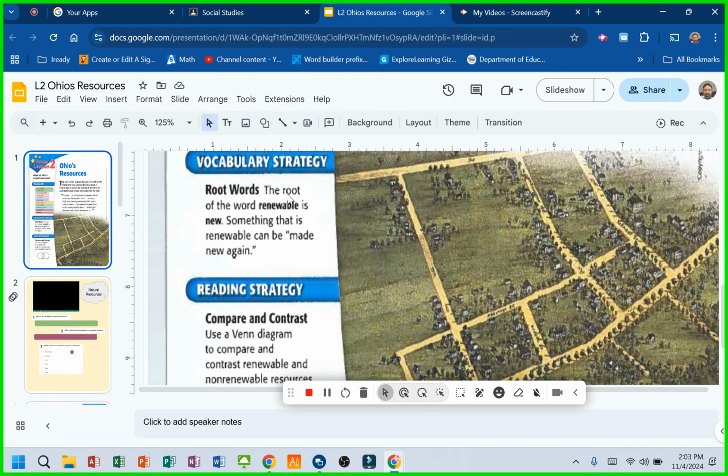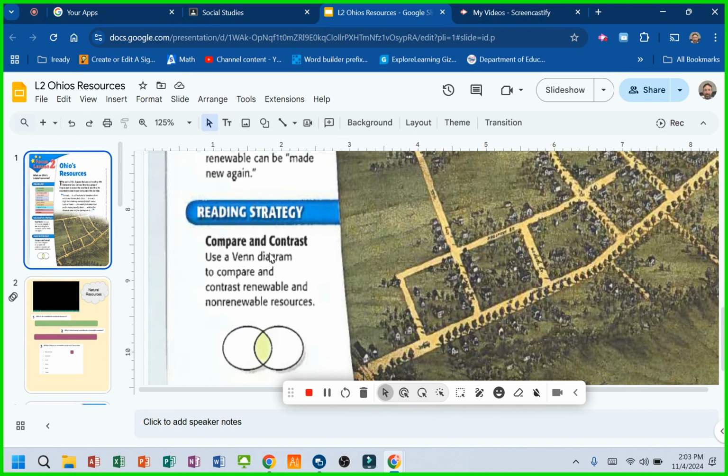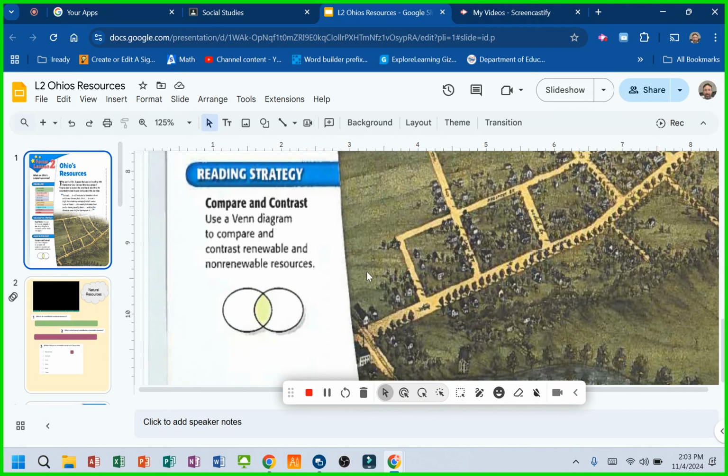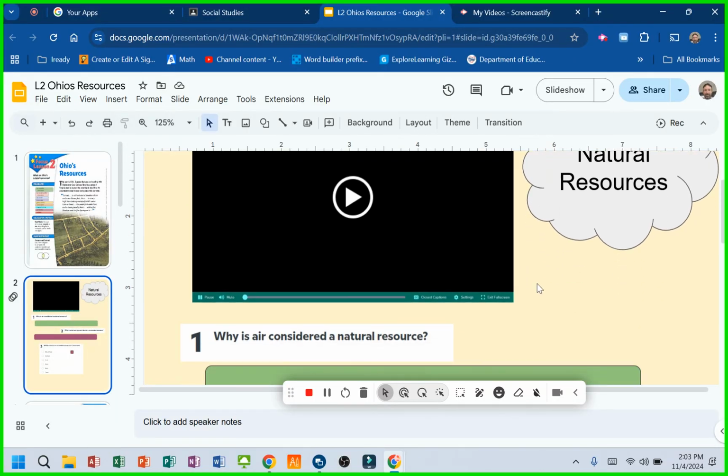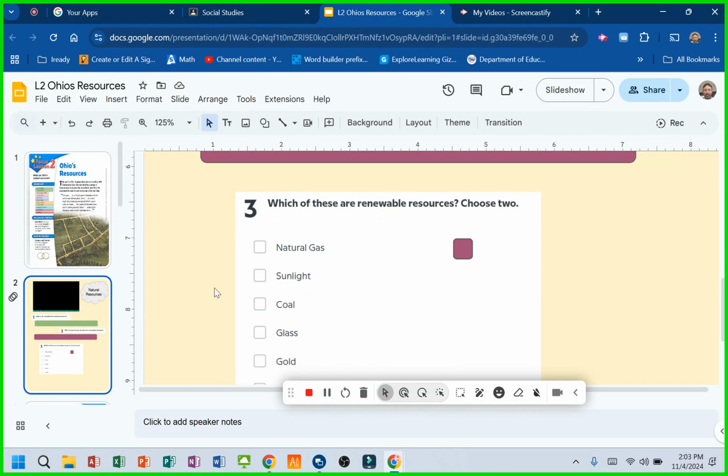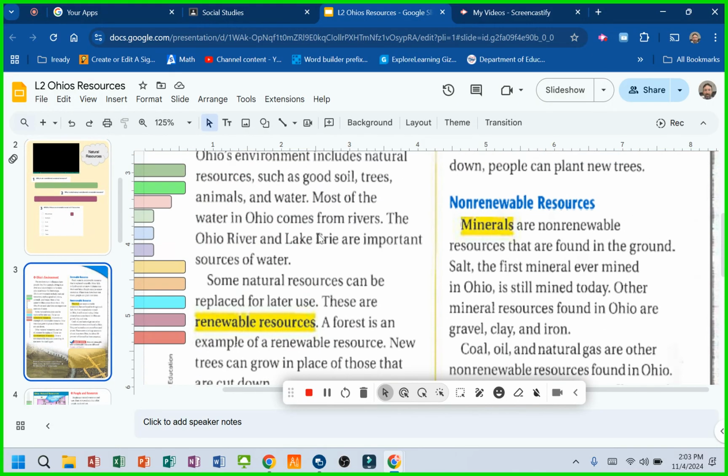Vocabulary, we're talking root words. The root of a word, renewable, right? Renew is the root word, or really new is the root word because re is a prefix, able is a suffix. So we took the word new and said renewable, right? So new is the root word. All right? I love it. Let's keep going. So now, if you guys get a chance, you'll watch this video, Brain Pop, on natural resources and answer those questions. But I think you guys have done that.